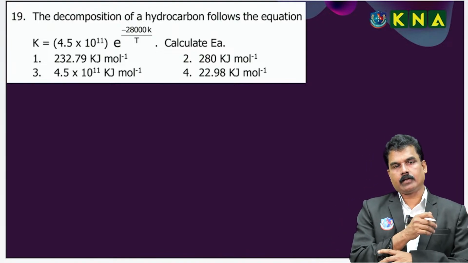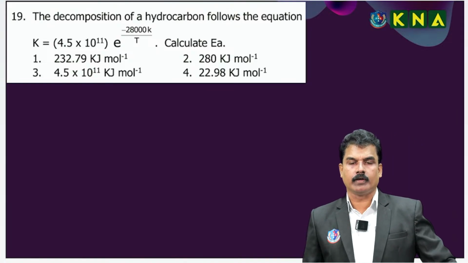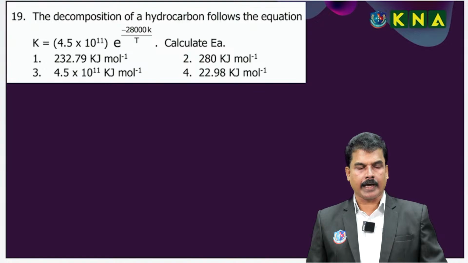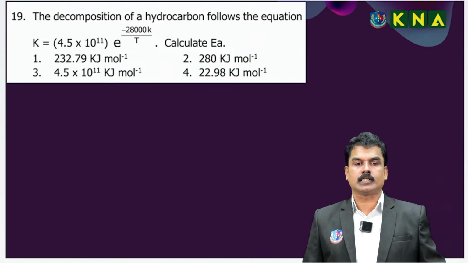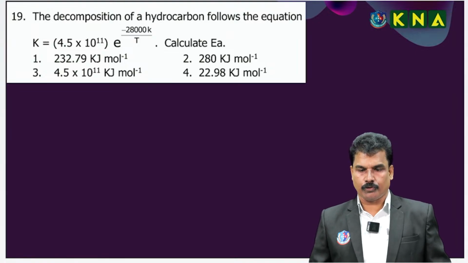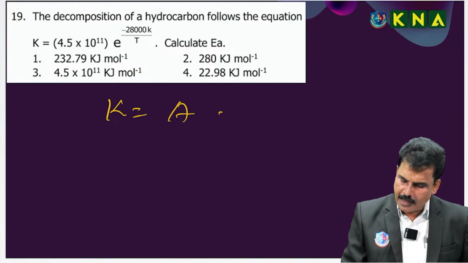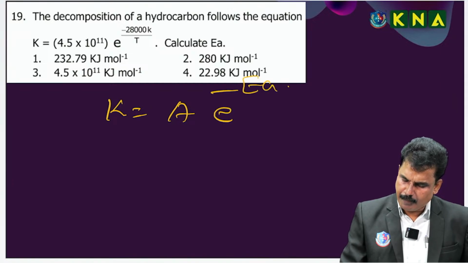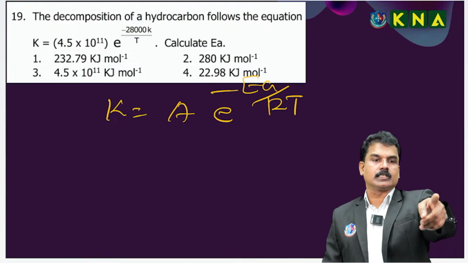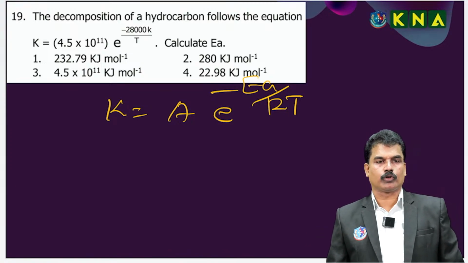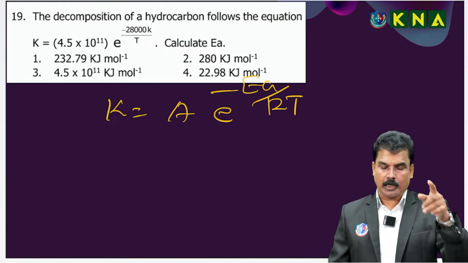The question number 19. The decomposition of a hydrocarbon follows the equation. One equation is given, rate constant equation, K is equal to a constant into E power. That means this equation is similar to which equation? Arrhenius equation. What is Arrhenius equation? K is equal to A e power minus Ea by RT. A is Arrhenius constant, that is given as a fraction, 0.5 into 10 to the power 11. Then E power minus Ea by RT, that is also given.